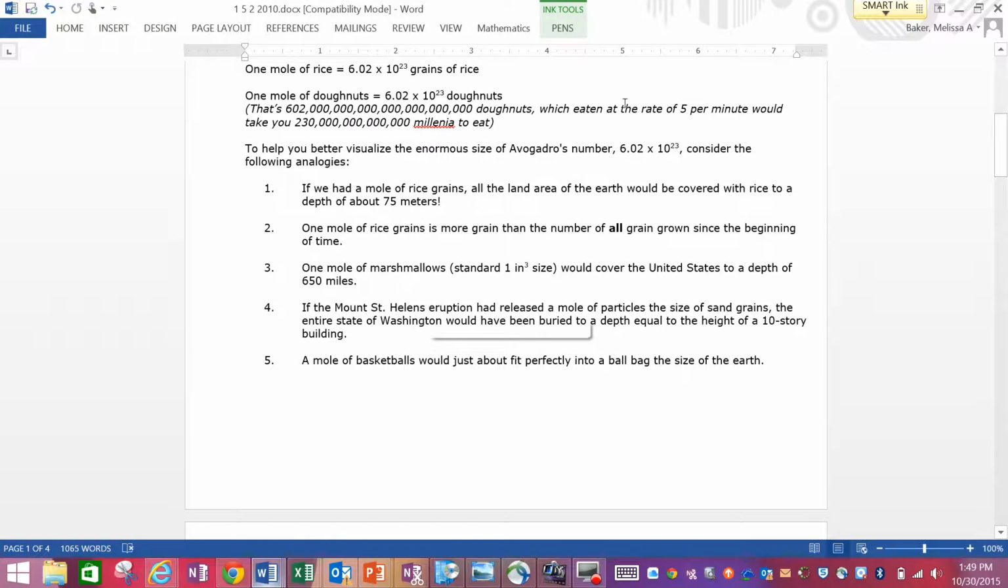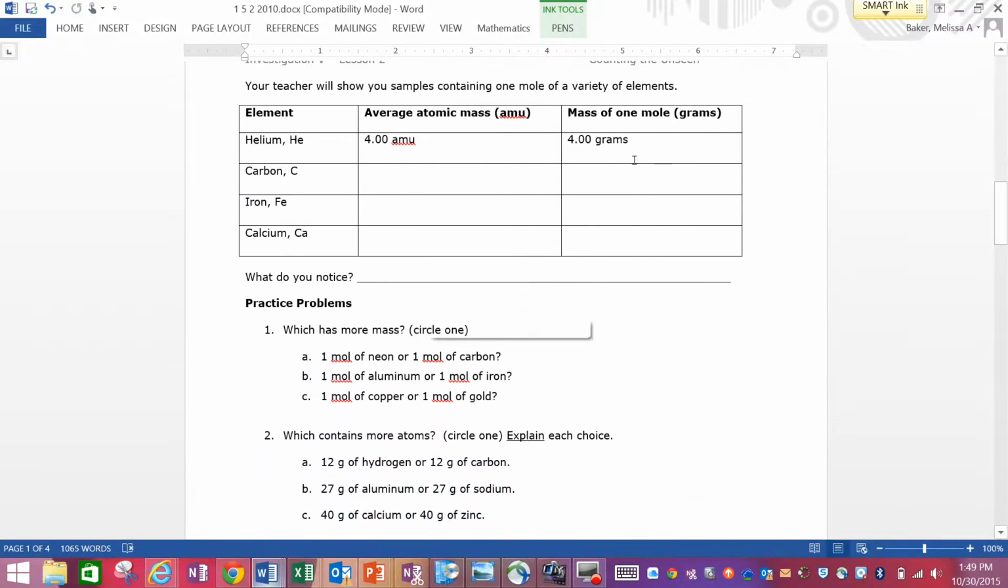So there were some fun facts on here, like if you had just 1 mole of rice grains, it would cover all the land area on Earth to a depth of 75 meters. That's crazy. So anyways, when you're talking about atoms, in the past we've been recording the units as AMU. And now we're adding a new layer that says that average atomic mass on the periodic table also happens to be equal to the mass of 1 mole of that type of atom.